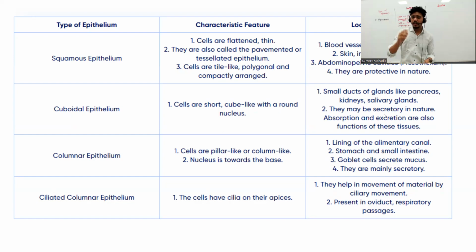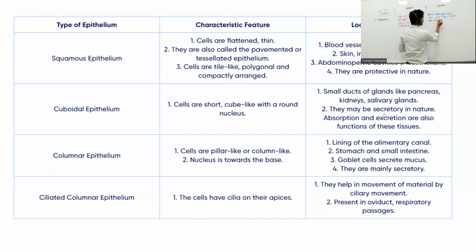Now, where do you find all these things in case of squamous? They are found in the blood vessels, heart, lymph vessels, then skin and the inner lining of the mouth. Skin is almost everywhere. Why the inner lining of the mouth? Chewing should be proper, or the enzyme should be mixed properly, right? They are protective in nature. They are also found in the mesothelium.